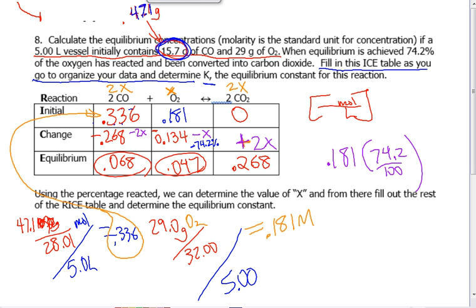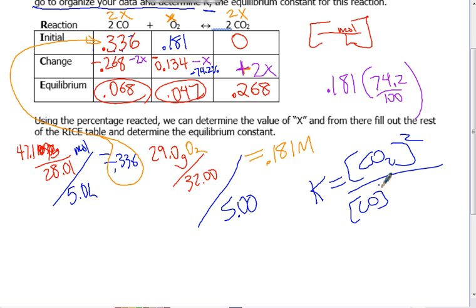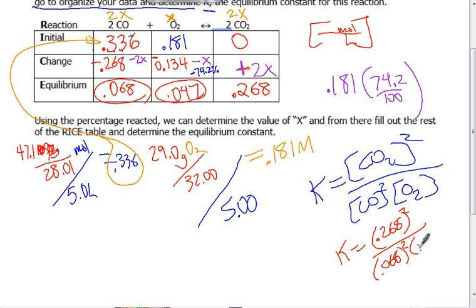How do I solve for the constant now? I have the equilibrium values. Yep, plug the numbers into the law. So the law for this one would be CO2 squared over CO squared and O2, right? So we plug those numbers in. K would equal 0.268. Don't forget to square it. Over both 0.068 squared and 0.047.